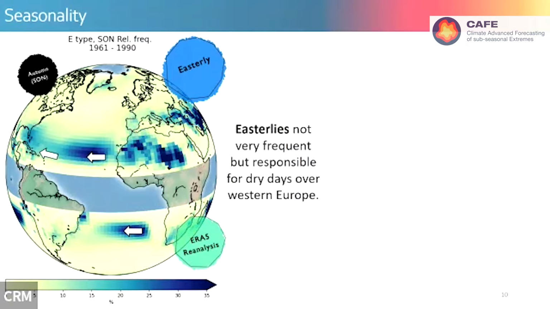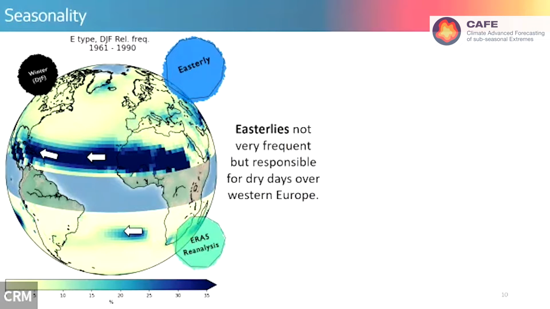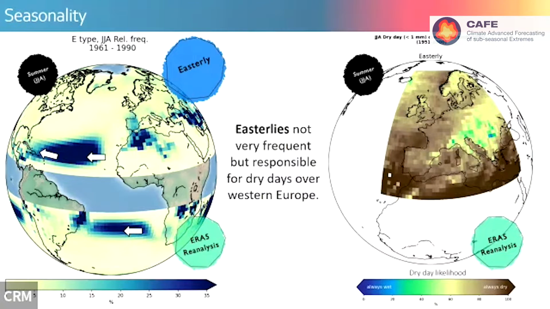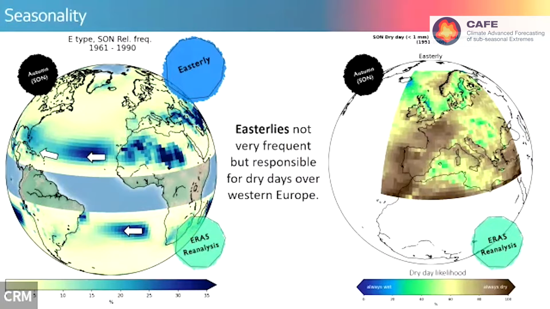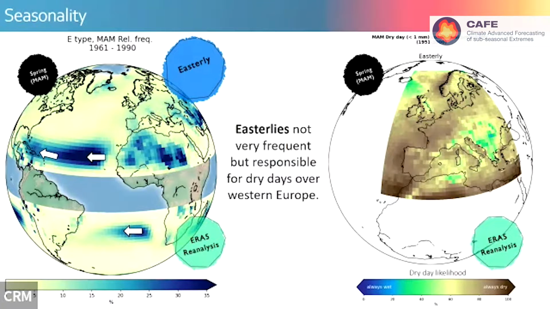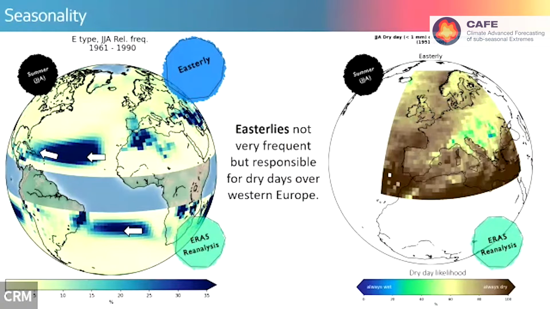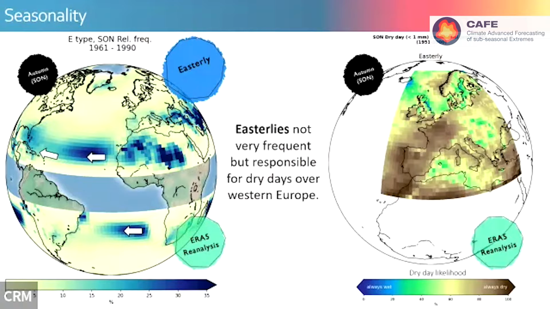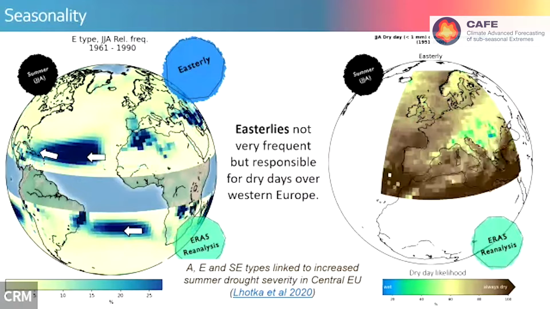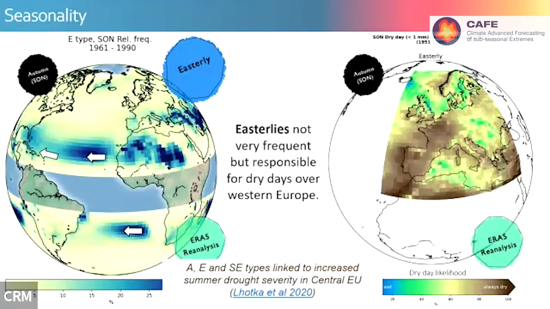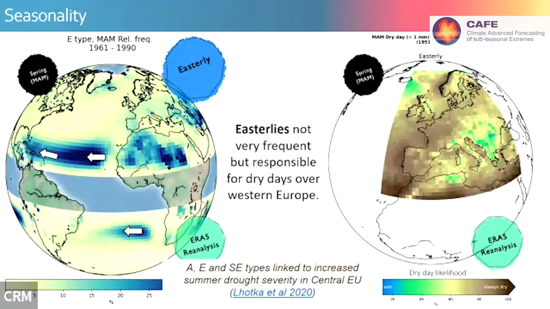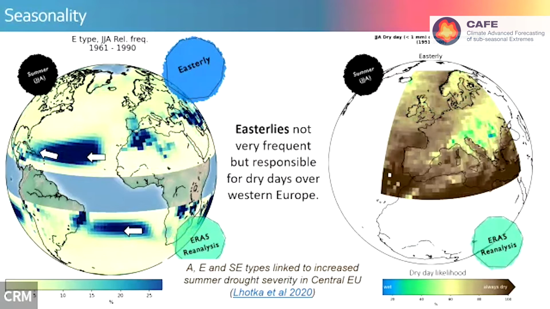And even though over Europe they don't take place very often, they can actually be responsible for some events like droughts and heat waves. I mean, they can be associated with these events during their occurrence during summer. And we see that the easterlies, for example, practically are not responsible for precipitation, or more like they are responsible for dry days over Western Europe, right? And there is evidence that some of these circulation types, like the anticyclonics, the easterlies, and southeasterlies, are linked to an increased summer drought severity in Central Europe.